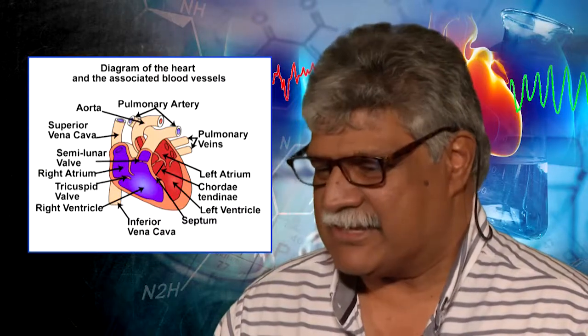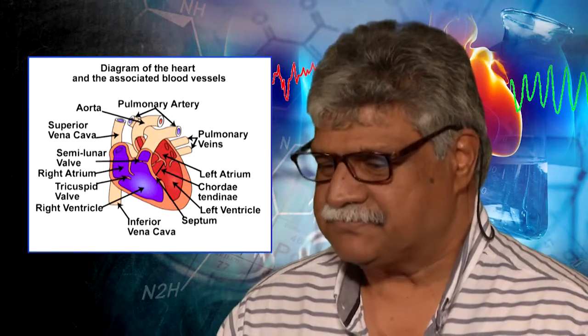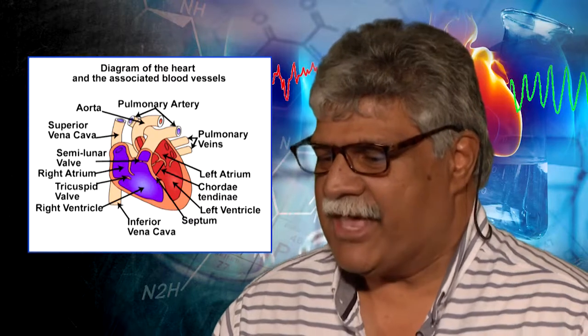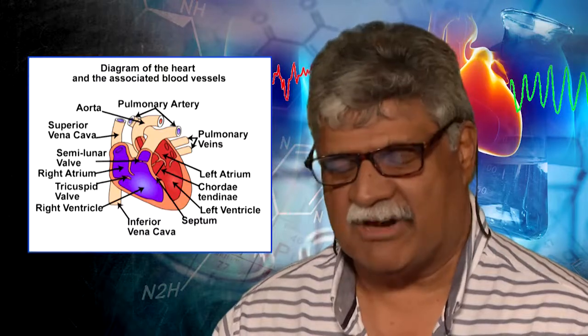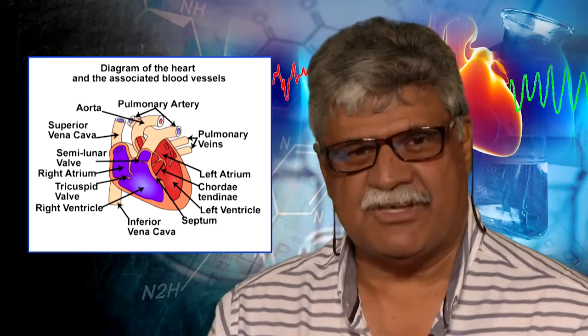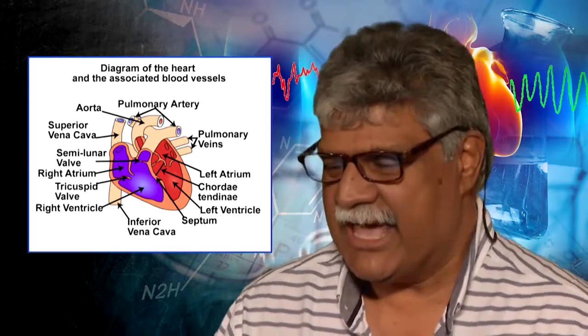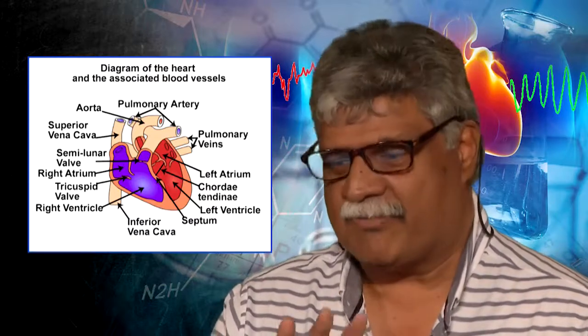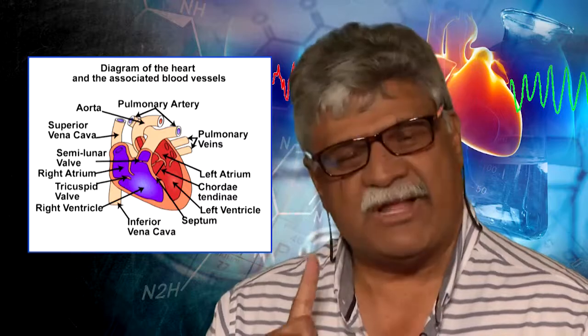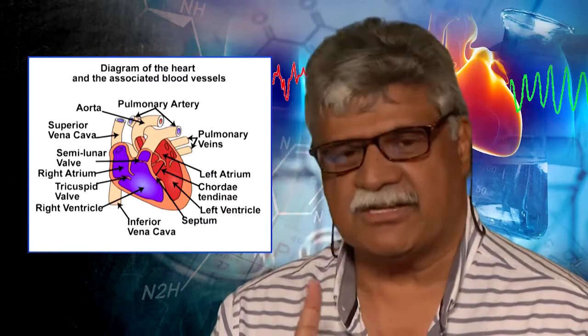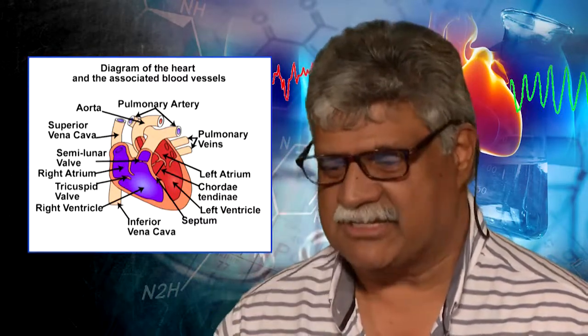And this valve then allows blood to flow from the right atrium after the right atrium has received deoxygenated blood from all parts of the body. It allows the blood flow from the right atrium into the right ventricle. And this is one way, one direction only. The valve only allows one directional flow of blood.